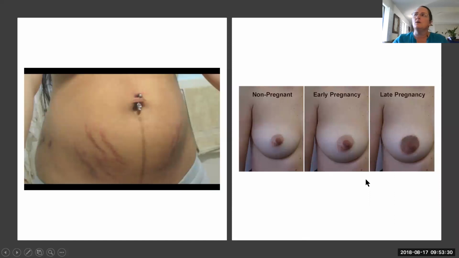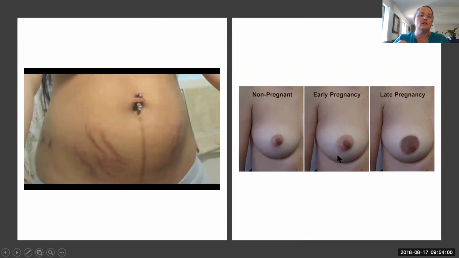Here's some of those pigment changes that I was talking about before. You might see the linea nigra that starts to change on the skin. You might see some stretch marks or striae gravidarum coming up, and then the breast starts to change. You can see non-pregnant versus early pregnancy versus late pregnancy. This starts to change based on hormones because it's becoming more of a target so that the baby will know where to find food once the baby is born.